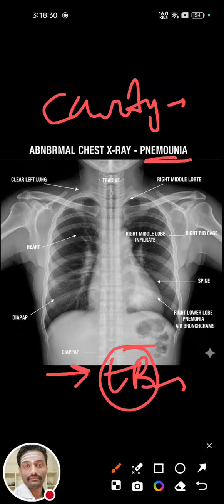Okay, what are the complications we will see in pneumonia? Hello doctors, are you getting my point?